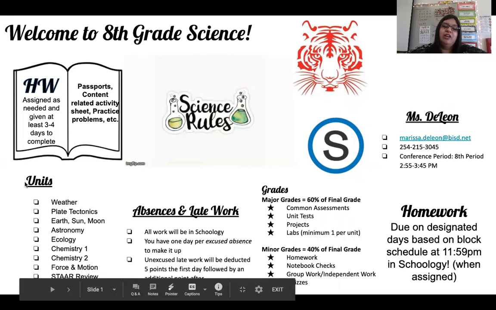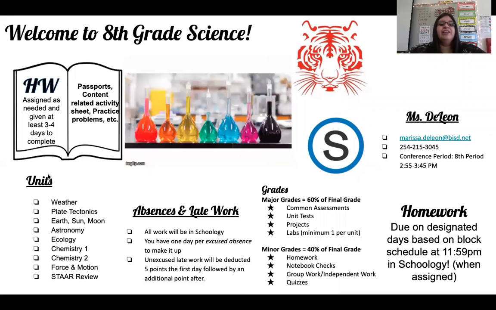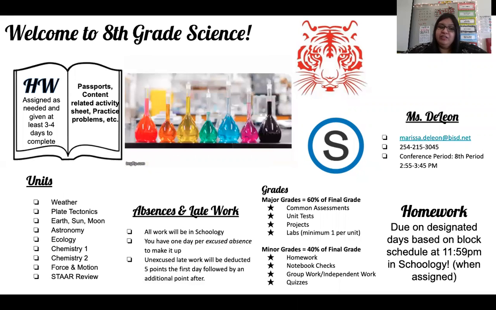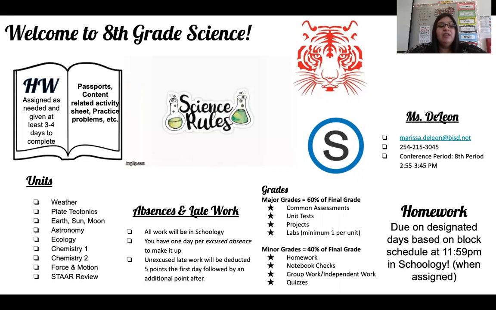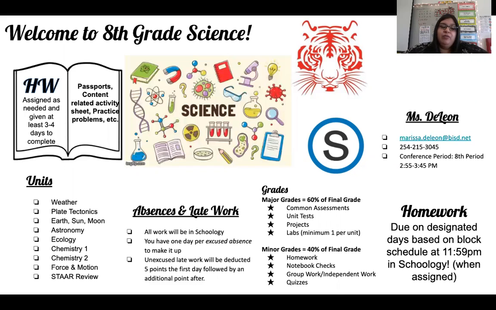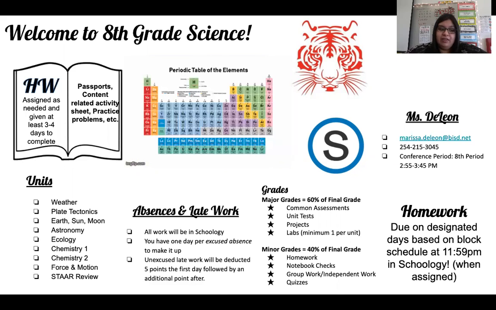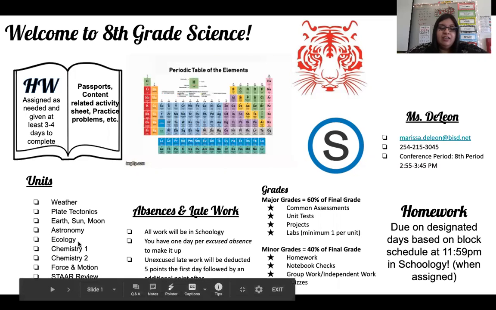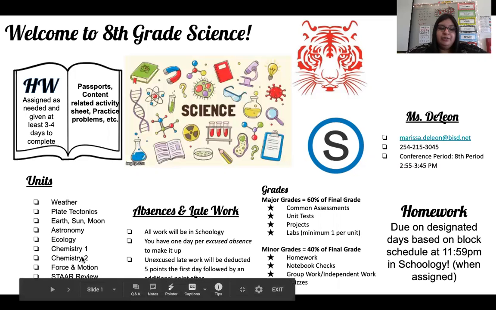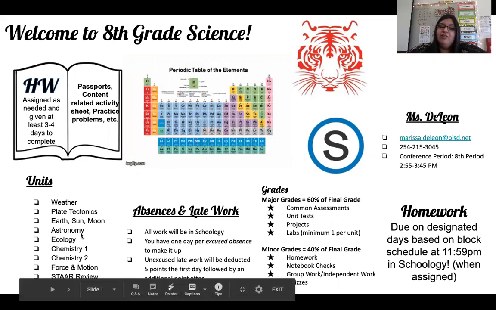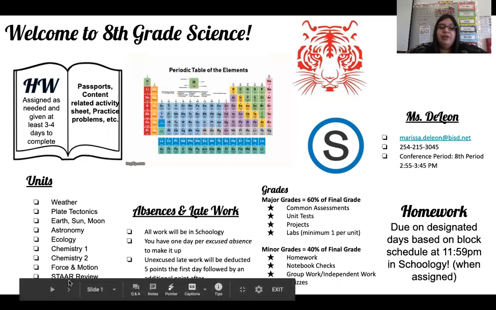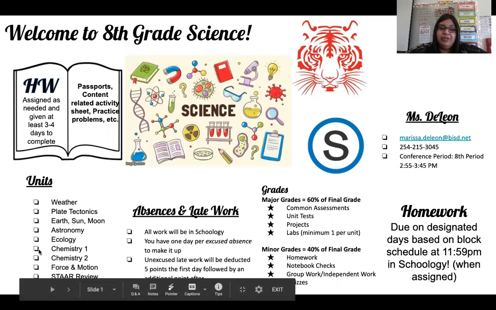So we're going to first talk about our units that we're covering this year in 8th grade science. Right now your student is covering our weather unit. So we're currently in the weather unit. Following that, we will move on to plate tectonics, and then Earth, Sun, and Moon, astronomy, ecology, chemistry 1, chemistry 2, force and motion, and then finally our STAR review. So this is the exact order that we will be following throughout the year for our units.